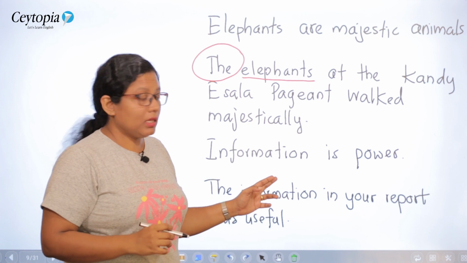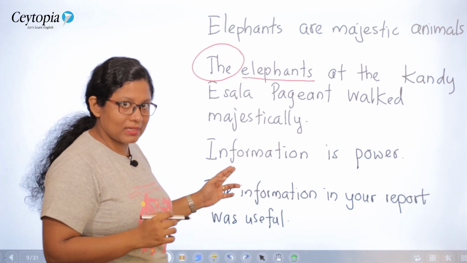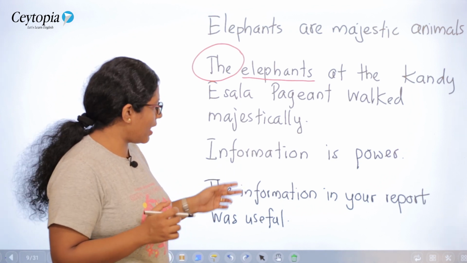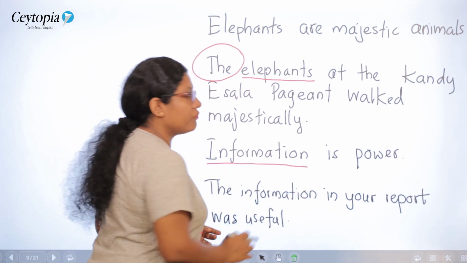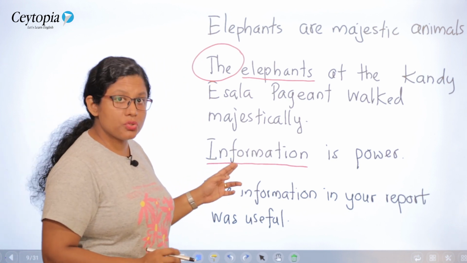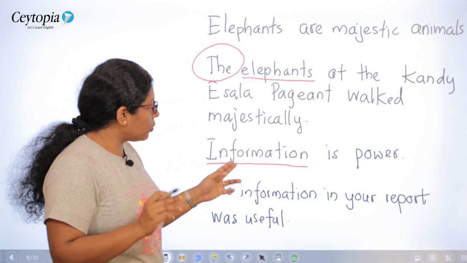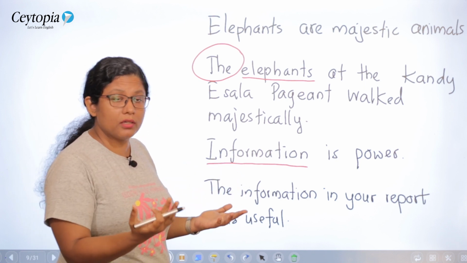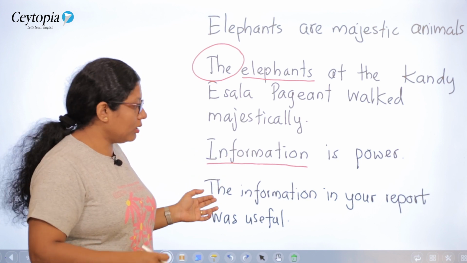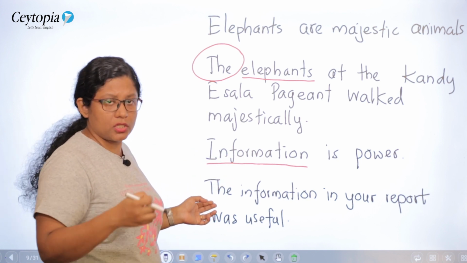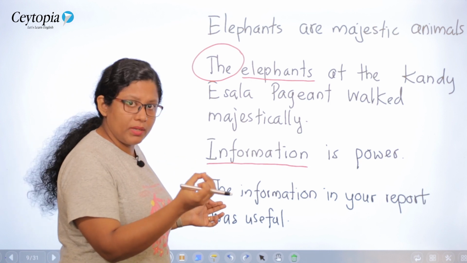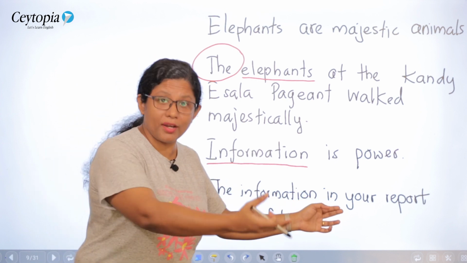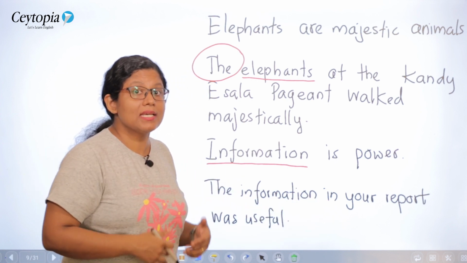Information is power. There you use an abstract noun, an uncountable noun, information. In this case, you have an uncountable noun, information. Here you are not using the. Why? You are talking about information in general. Generally, information is power. So, you don't use the. But how about a specific kind of information or particular set of information that we both know about? The information in your report. So, now in this case it is specific.